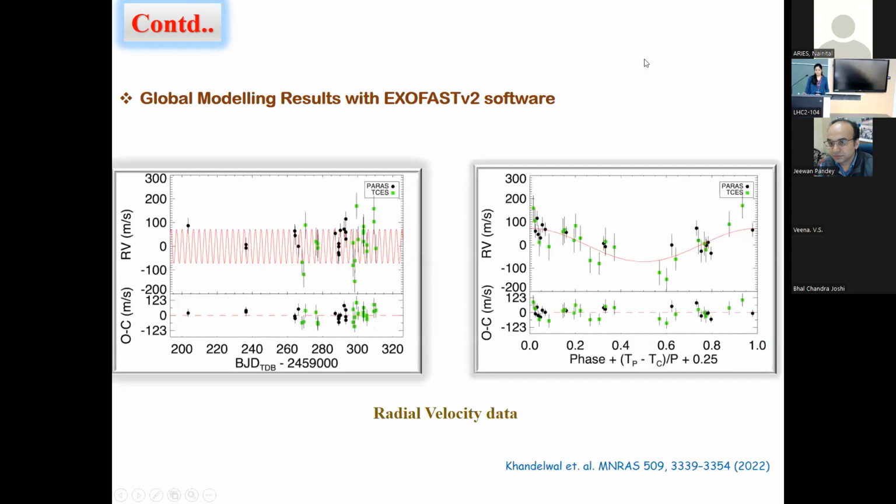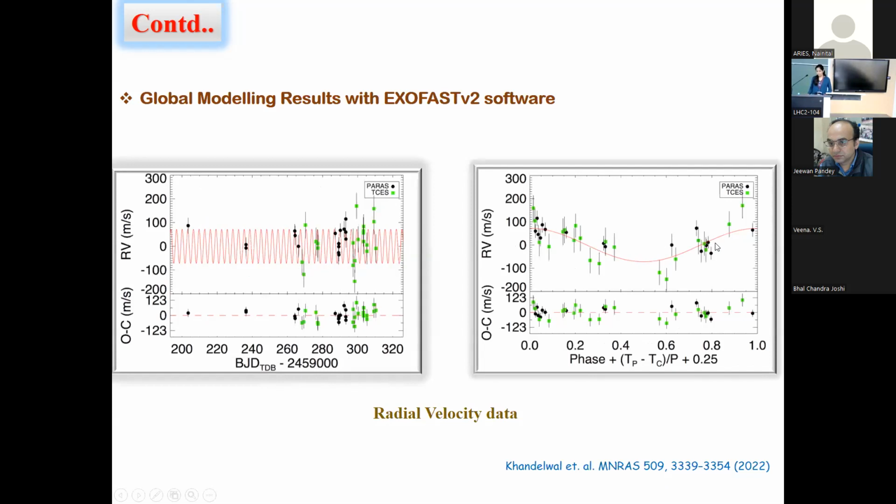And this is the radial velocity data. On the left hand side, this figure shows the time series radial velocity curve. So here these black points represent the PARAS data points, and green ones represent the TCS data points, and this red curve shows the best fitted model. And on the right hand side, this is the phase folded radial velocity curve.